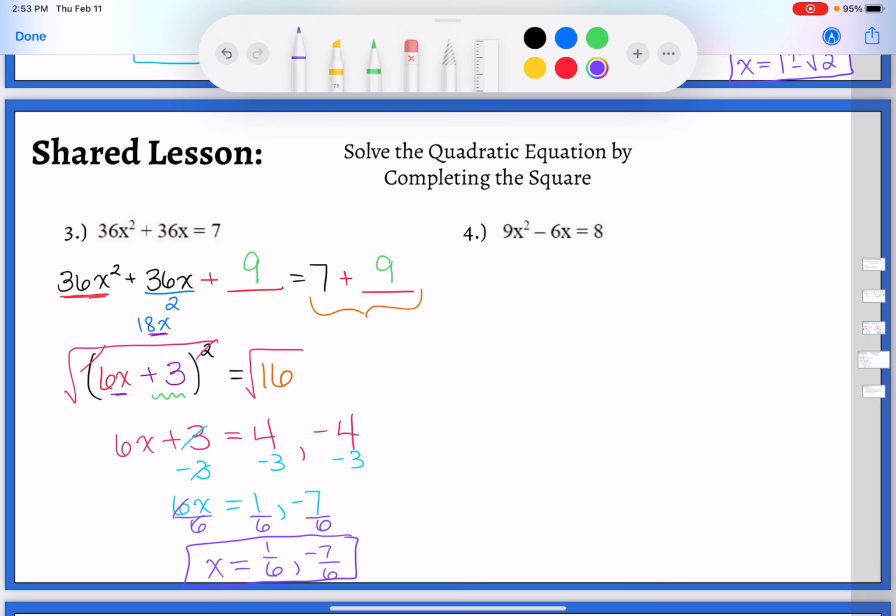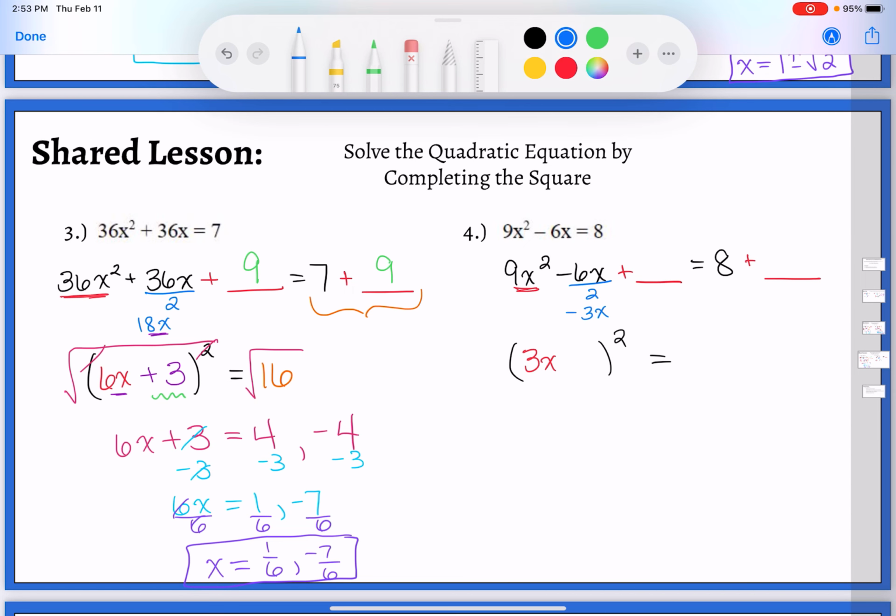All right, if you can do that, you can do this last one. Let's check out our last option here. 9x squared minus 6x, add that blank to it, equals 8 plus the same blank. Open up our binomial squared parentheses. What times itself gives me 9x squared? Has to be 3x. Take that middle term and divide it by 2. Negative 6x divided by 2 is negative 3x.